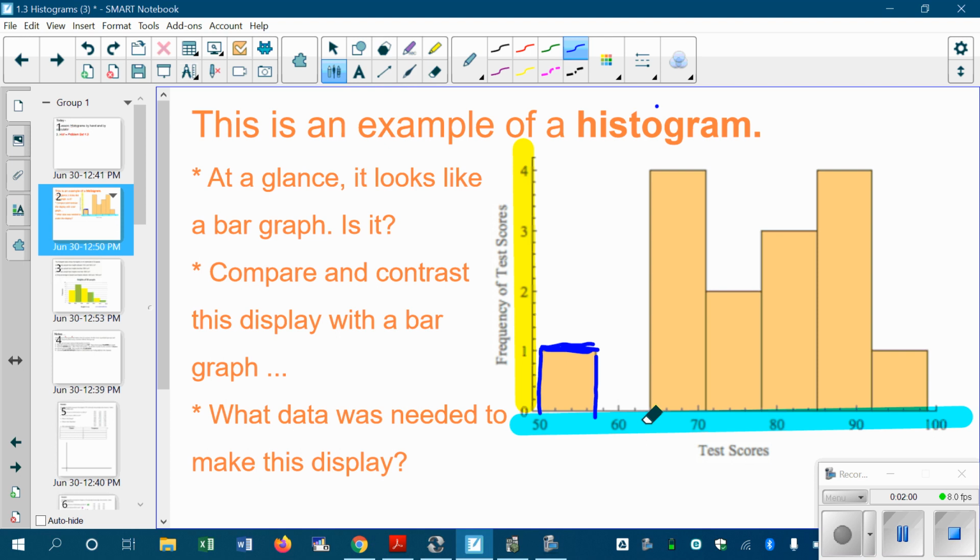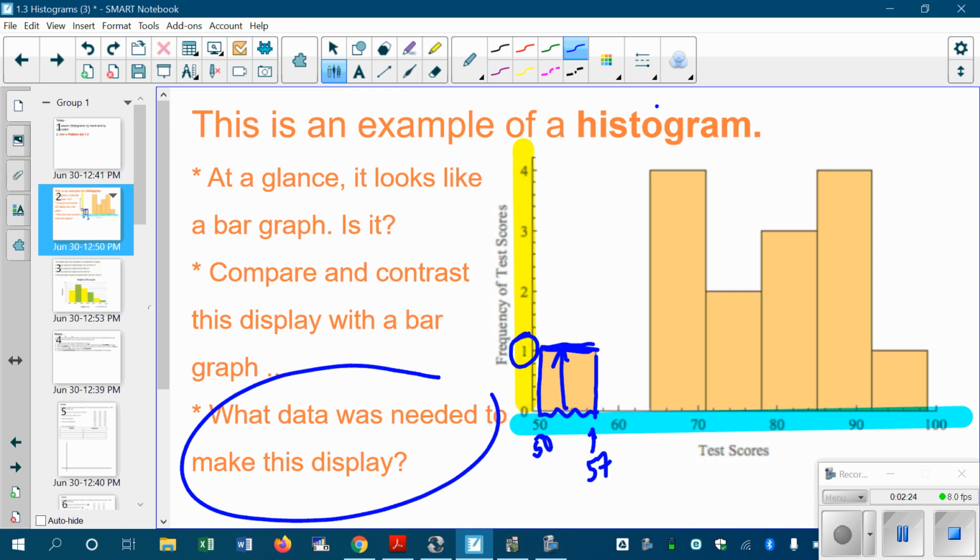Well, it looks here like this is a numerical scale, right? And maybe it's counting by twos: 52, 54, 56, 58, 60. So it looks like there is one element that is somewhere between 50 and 57. So the data that was needed to make this display had to be numerical, had to be numbers.